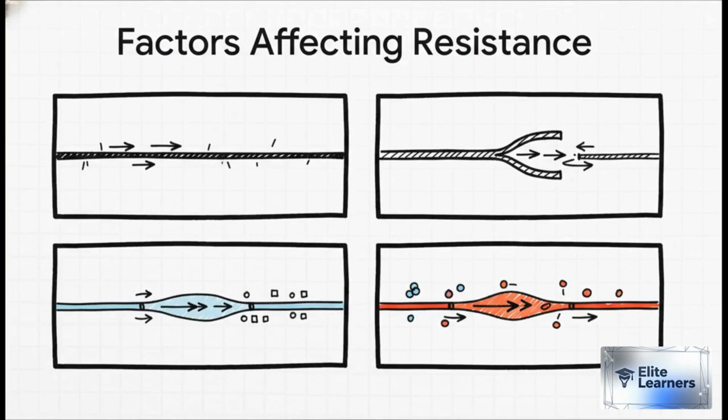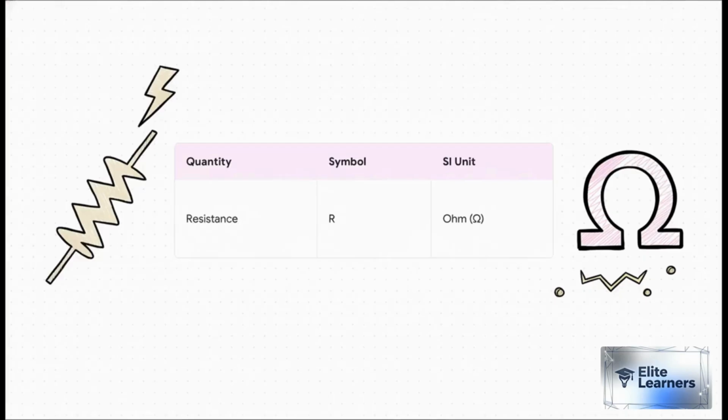And resistance isn't the same for every wire. I mean, think about it. A longer wire means there are more atoms for the electrons to bump into, so resistance goes up. A thicker wire is like a wider hallway. It gives the electrons more room to flow, so resistance goes down. And of course, the material itself matters a ton. That's why we use copper for wires. It has low resistance, but we use something like tungsten in a light bulb filament because its high resistance is what makes it glow. We measure this opposition using the symbol R, and its unit is called the ohm. You'll see it written with the Greek letter omega.